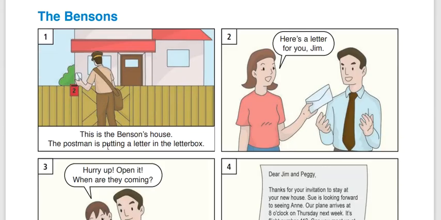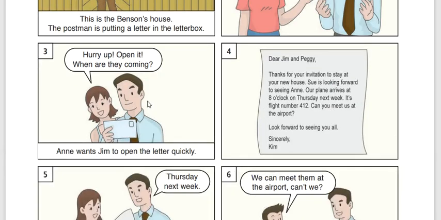The Bensons. This is the Benson's house. The postman is putting a letter in the letterbox. Picture 2. Here is a letter for you, Jim. Picture 3. Hurry up, open it. When are they coming? She wants Jim to open the letter quickly.